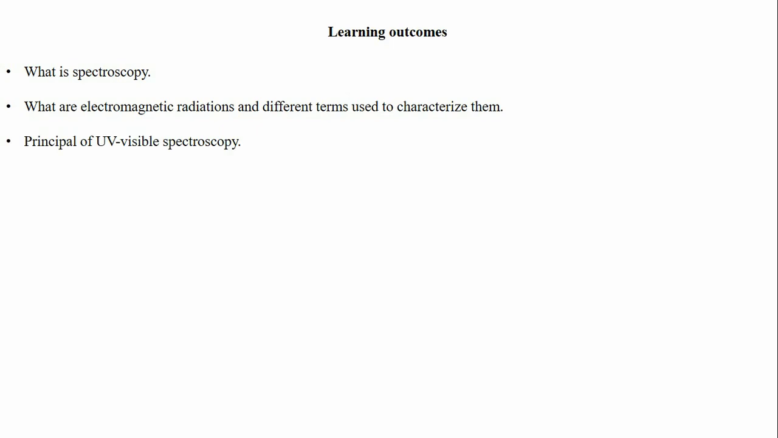Then we have discussed the principle of UV visible spectroscopy. In UV visible spectroscopy, electronic transitions are involved in which electrons jump from a lower electronic energy level to a higher electronic energy level. We have seen the presentation of the UV visible spectrum, which is drawn by taking absorbance on the y-axis and wavelength on the x-axis. Then we have discussed Beer-Lambert's law and its application limitations.